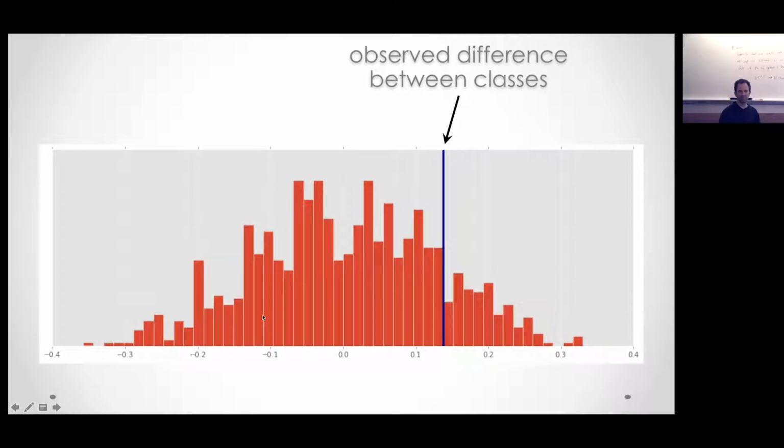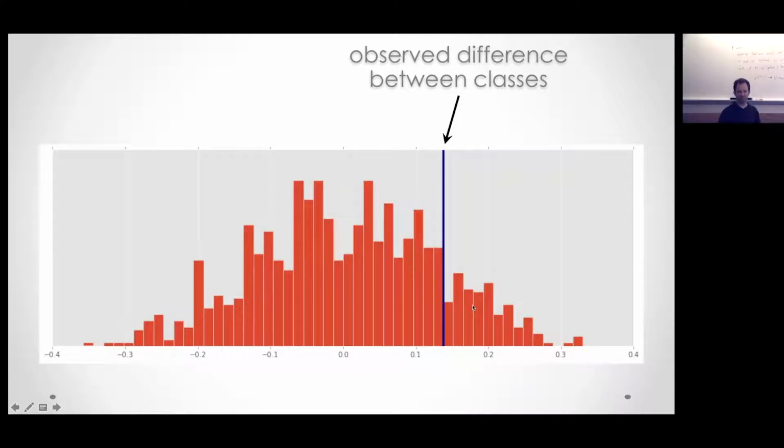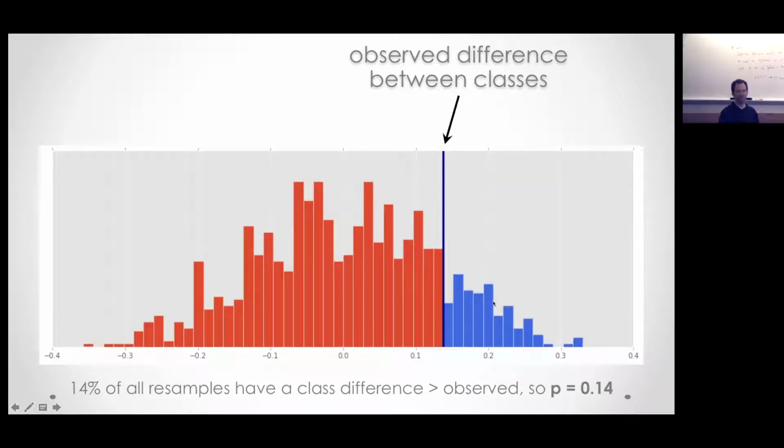Right. So if we do that calculation, and we're not using any formulas here, we're simply counting the percentage of trials where we get an observed difference at least as big as the real difference, and we get 14%.